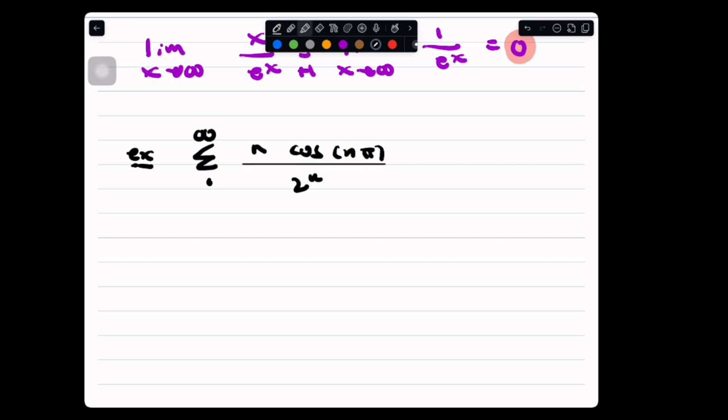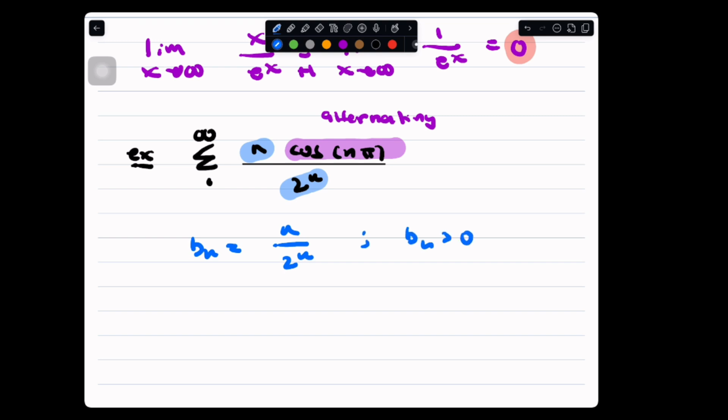All right, let me remind you guys something here. You know what cosine n pi is? Yeah, this is alternating in sign. It's an alternating mechanism. What that means is Bn is going to be what now? n over what? 2 to the n. And this thing is positive for all n.